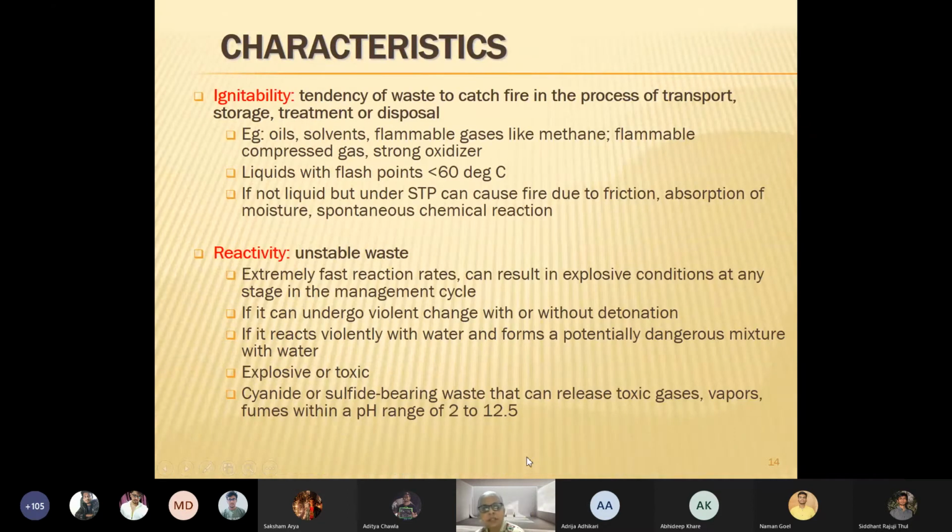Let's take a look at each one of these criteria that will be used to define any material as hazardous. So the first one is ignitability.